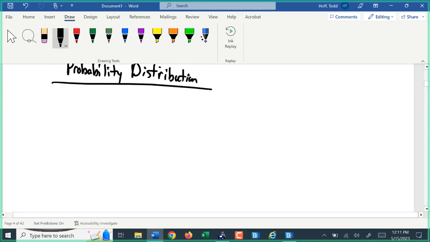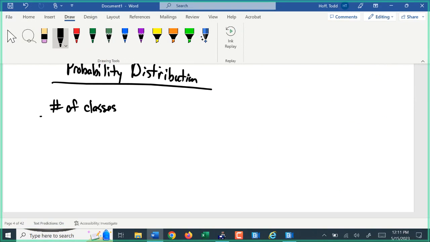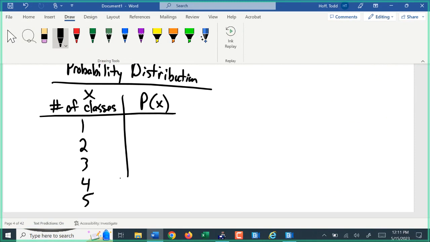So we might have something, well, let's look at the number of classes again. Number of classes taken, so that's x, and this will be p of x. Instead of the frequency, it's the probability of x. So if we're surveying students to see how many classes they have, the probabilities now are 0.1, 0.25, 0.35, 0.15, and 0.15.